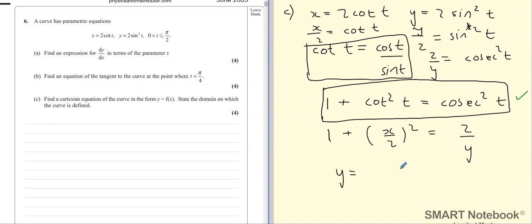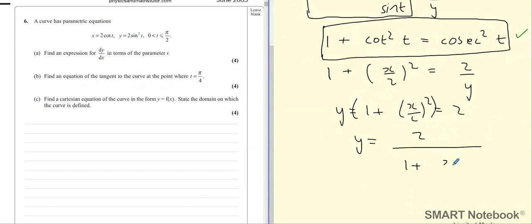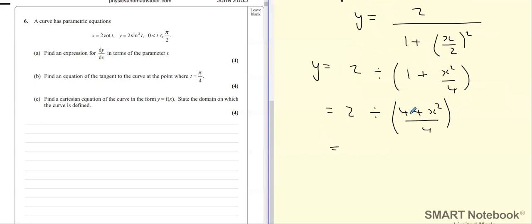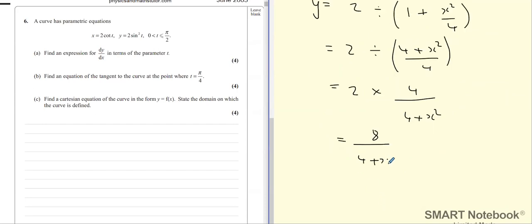So if I do it in 2 steps, if I multiply y across, 1 plus x over 2 squared equals 2. So y is therefore going to equal 2 over 1 plus x over 2 squared. So that's right. That's the same as saying 2 divided by 1 plus x squared over 4. Same as saying 2 divided by 4 plus x squared over 4. And now I can divide by changing this to times and flipping this upside down. So we get 8 over 4 plus x squared. And there is the equation in that form. Okay, does that make sense? Are we happy with that?